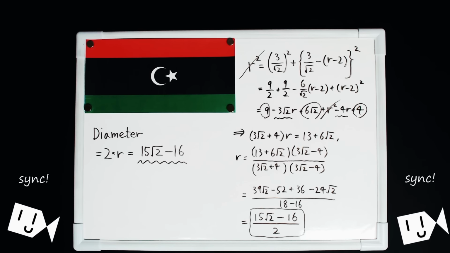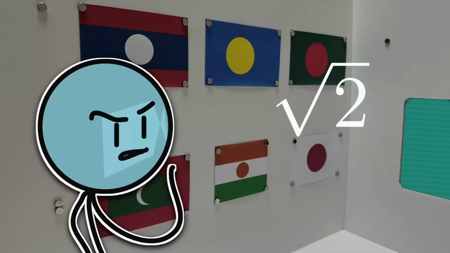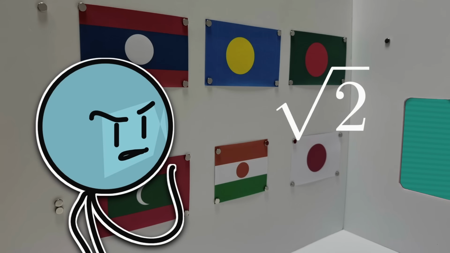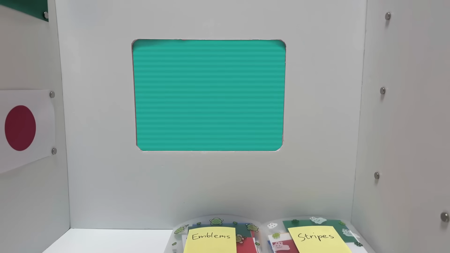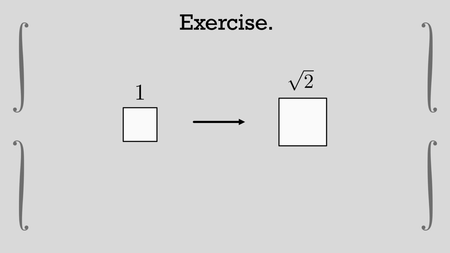If we want to draw the flag of Libya perfectly, then we need to draw a circle whose size is an irrational number. We need to make root 2. Is that even possible? It's up to you, viewers, because this is an exercise. Given a unit square, can you make a square that is root 2 times as long as that square?